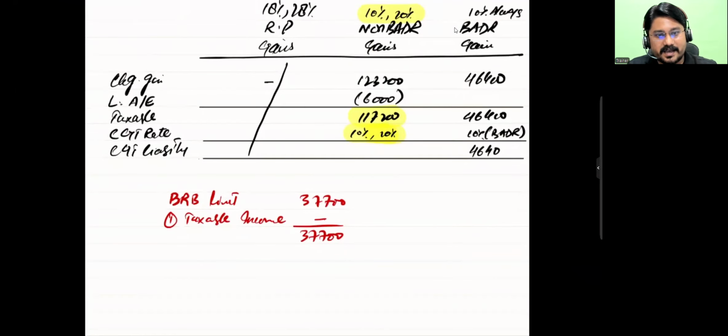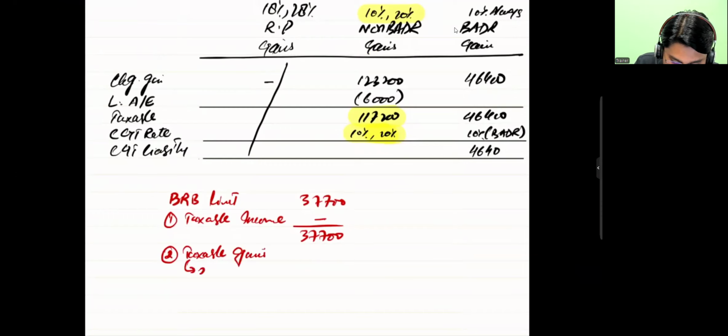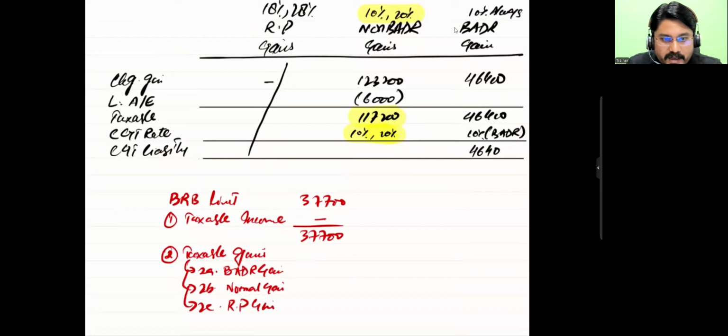But when the gains are categorized into different categories, what type of gains will now cover the band limit? On first priority, the gains which are BADR gains will cover this band limit. And then on a second priority, the normal gains will cover this band limit. And on a third priority, the residential property gains will cover this band limit. But as it is evident from the scenario, we have BADR gains of 46,400. So BADR gains have already covered this limit and there is no limit available to cover this amount of gain.